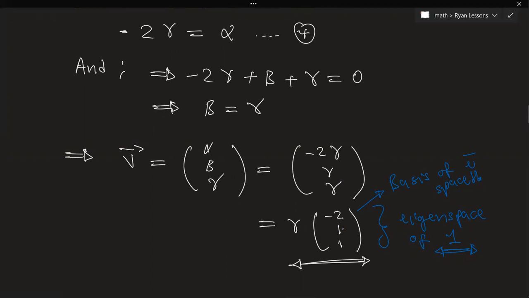So the cardinality, you do know what cardinality is? Yes. Remember, it is the number of objects that we have in a given set. So the cardinality of the basis of the eigenspace is what we define as the geometric multiplicity. Do you get that?